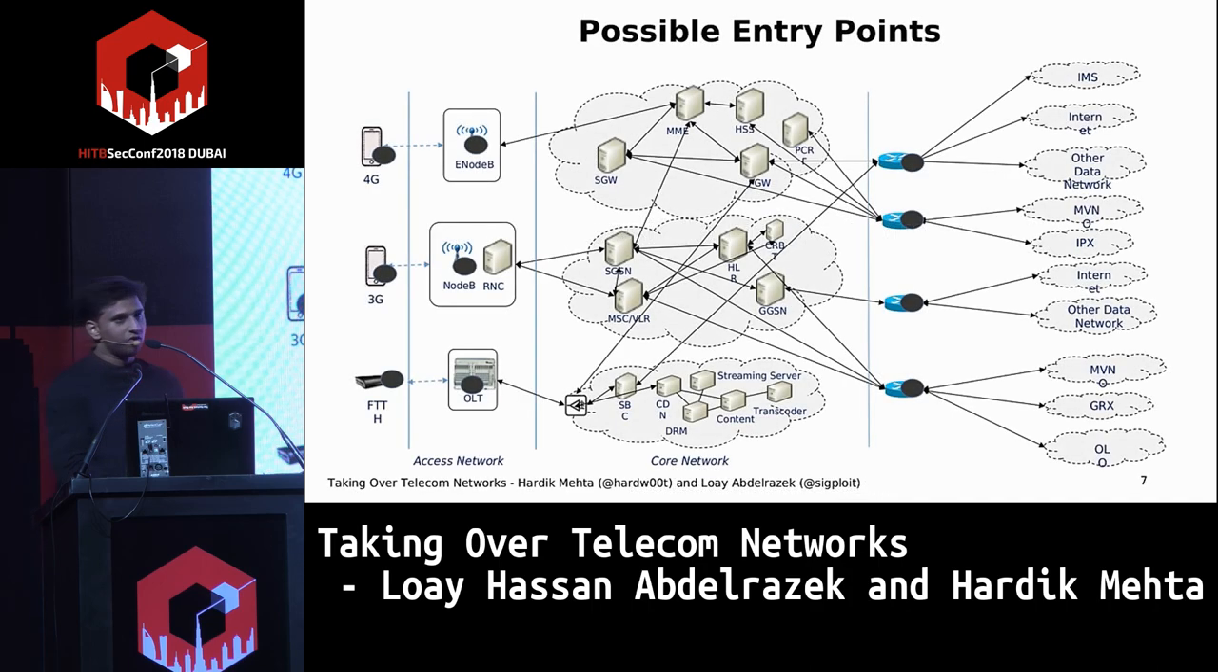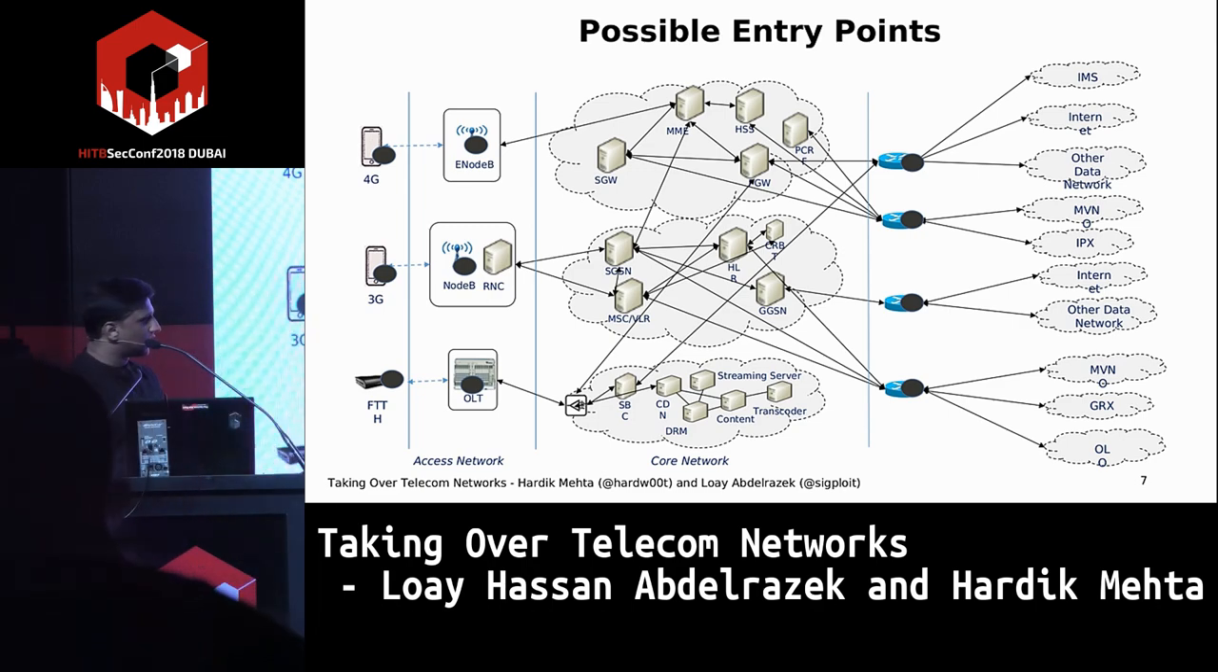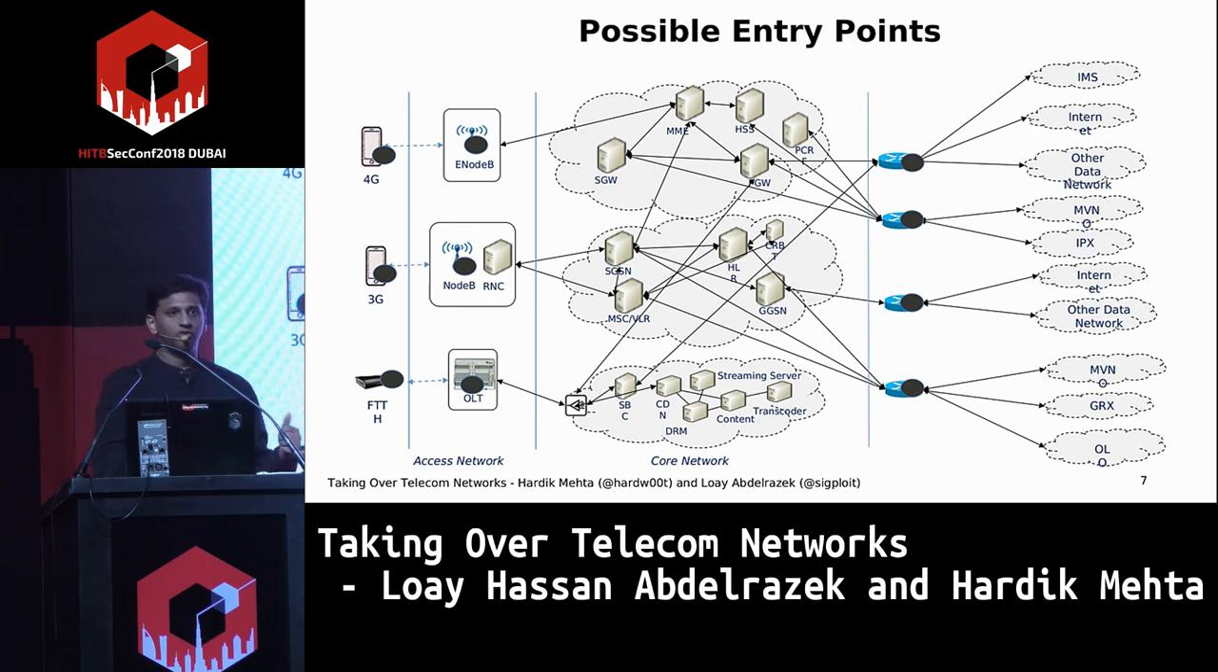Possible entry points to the operator's network. Here we have two phases. One is from the external side, one is from the internal side. The extended part of the network, even the UE devices which we have, are an extended part of the operator's network. From the UE, the subscriber can reach the core network. Even the eNodeBs, which are not physically monitored that well, can be accessed easily.